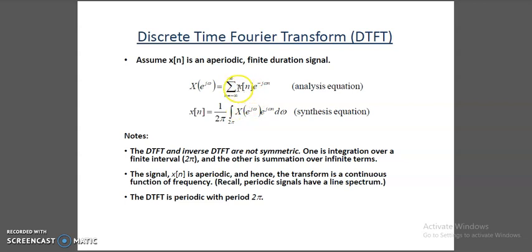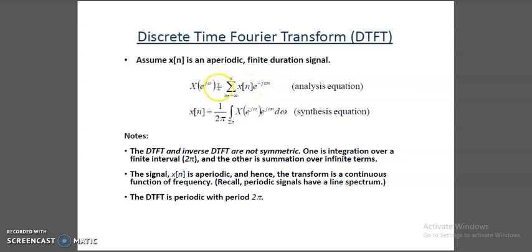We know that the input signal x of n is a discrete time signal. That's why we go for summation of infinite terms. Whereas in the inverse DTFT, that is in the synthesis equation, here X of e raised to j omega is in the frequency domain and it is continuous in the frequency domain. That's why we go for integration over 2 pi.